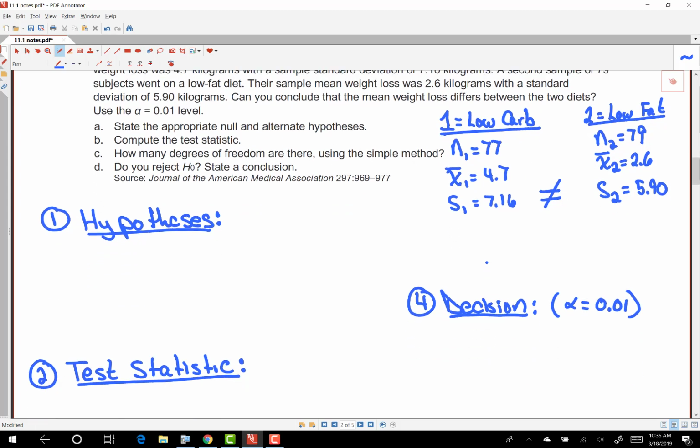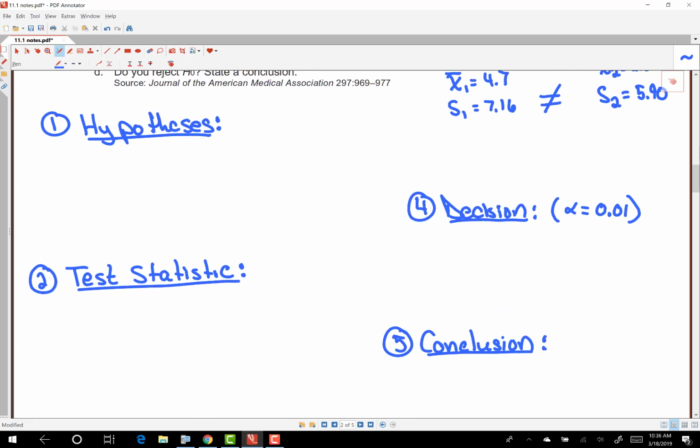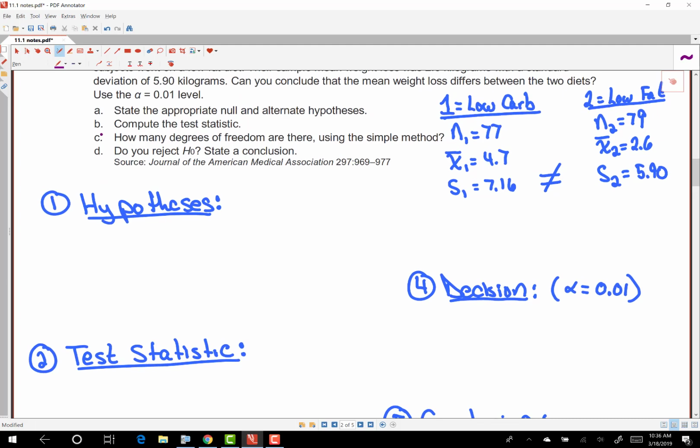Okay, so I went ahead and wrote down the 5 steps because those haven't changed. And by now I think you already hopefully know those. So let's just go through each of the steps. And by the way, I just wanted to mention here at part C, it says, how many degrees of freedom are there using the simple method? Because we're doing everything on the calculator, I really just want you to omit that. You don't have to worry about that. Just ignore that. So I left it on there so I could point out to you to ignore it when you're doing the homework.